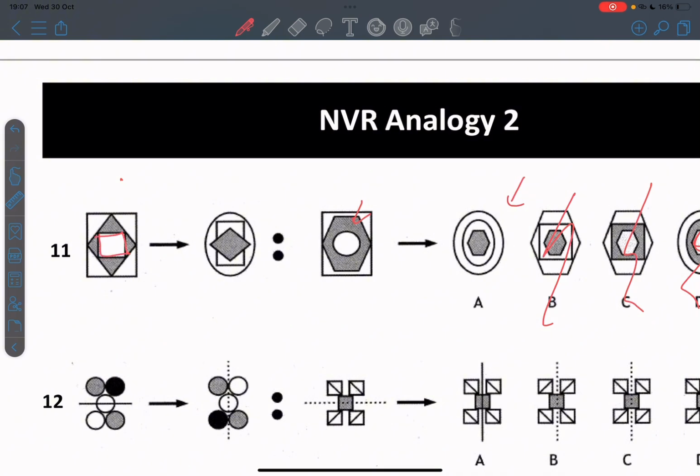step 3, I believe, was this inside shape, this square. It comes out and it gets stretched, right? And it's behind this grey shape. You can see it's stretched sort of this way. So if we bring this circle out and stretch it, we'll get an oval, which is exactly correct, meaning our answer here should be option A.